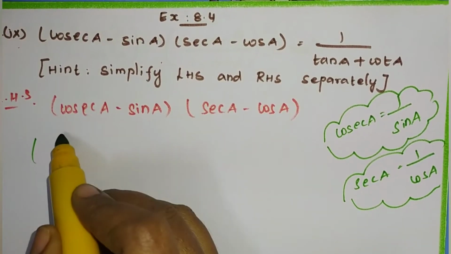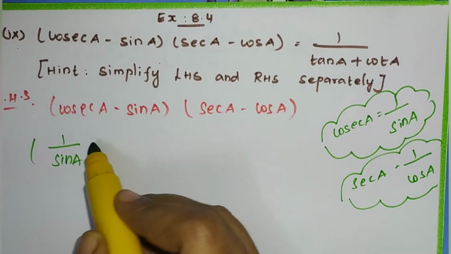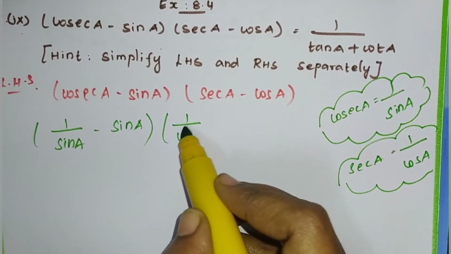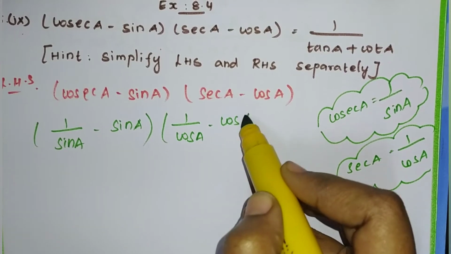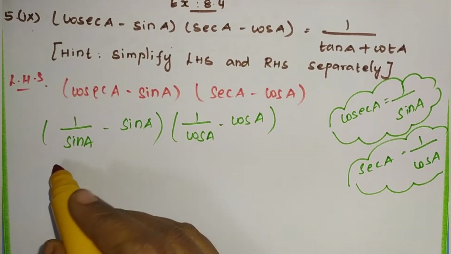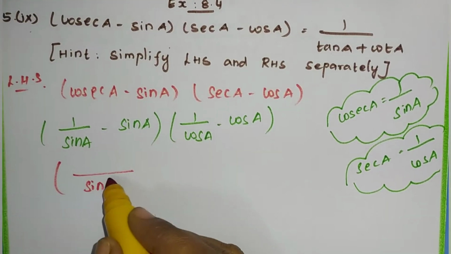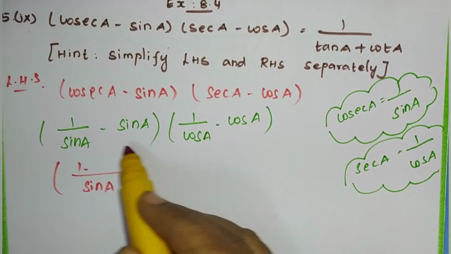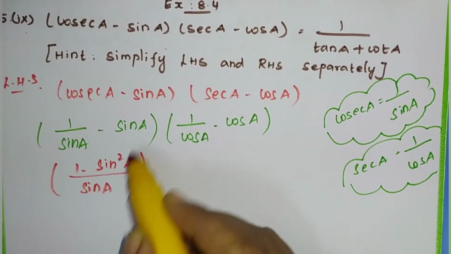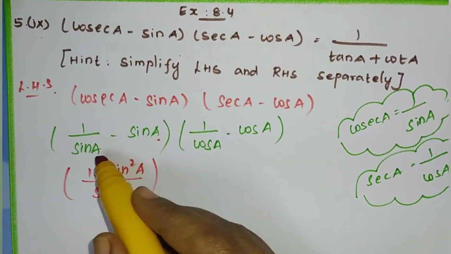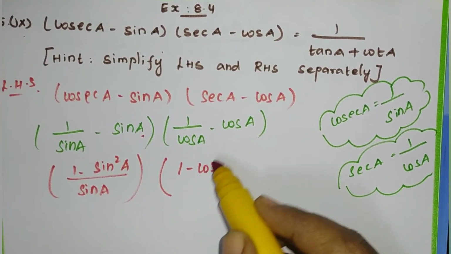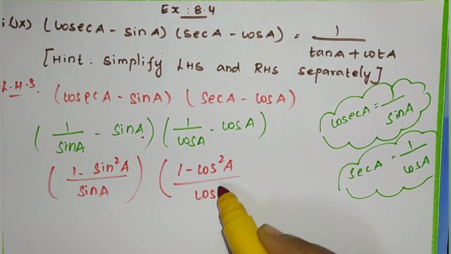Instead of cosec A, 1 by sin A minus sin A, and instead of sec A, 1 divided by cos A minus cos A. Take the LCM. Sin A, 1 minus, here we don't have anything in the denominator, so you have to multiply with this: sin square A. Then (1 minus cos square A) divided by cos A.